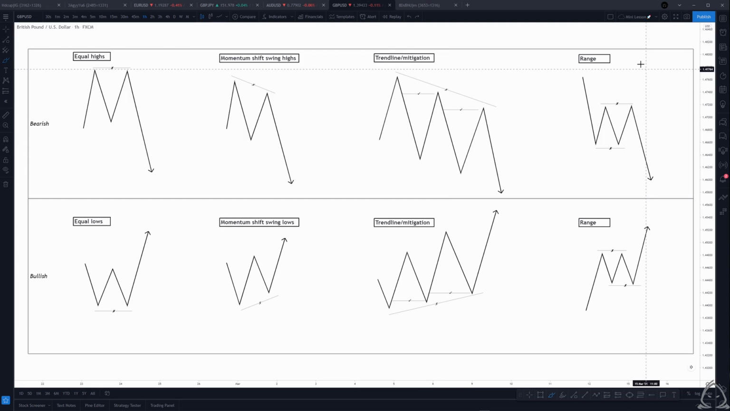If you need a little bit more clarification on the mitigation process, I do highly recommend the mitigation video that was dropped as well, just to expand upon this theory. And the same can be said for trendline mitigation. On the bullish side, we start to see demand zones being created.